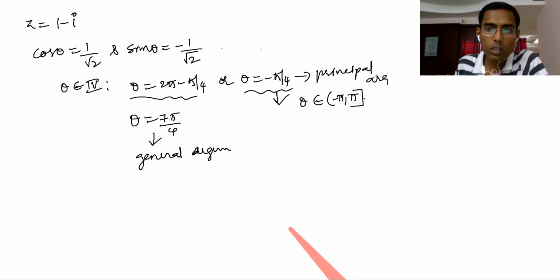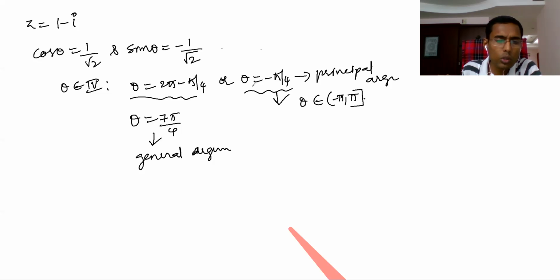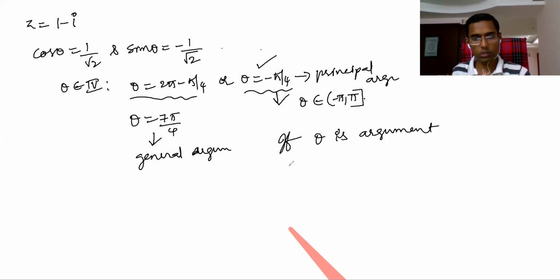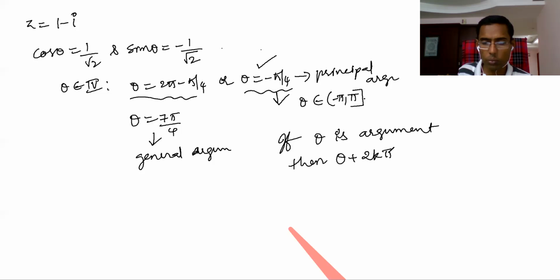Okay, so the general argument is there, and your principal argument is there. Generally, if nothing is mentioned, we take the principal argument only. We have to deal with the principal argument only. Also, if theta is an argument, whether general argument or principal argument, then theta plus 2k pi is also an argument.